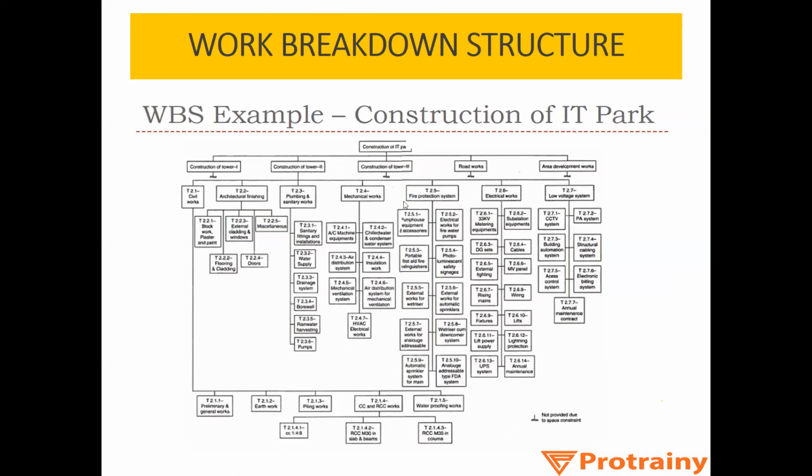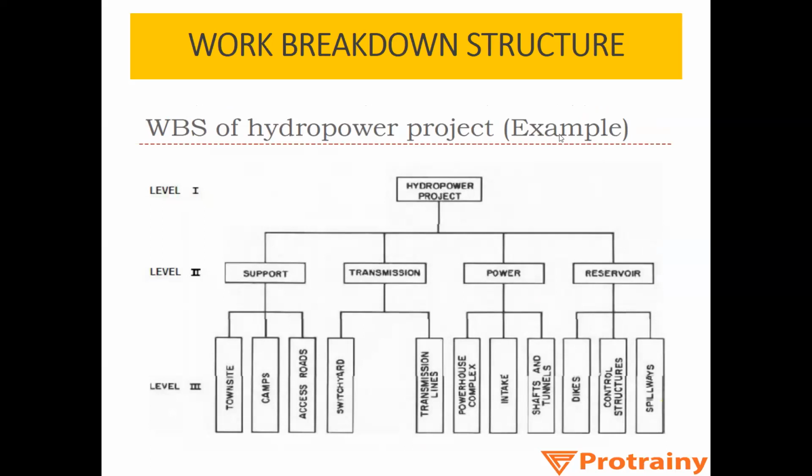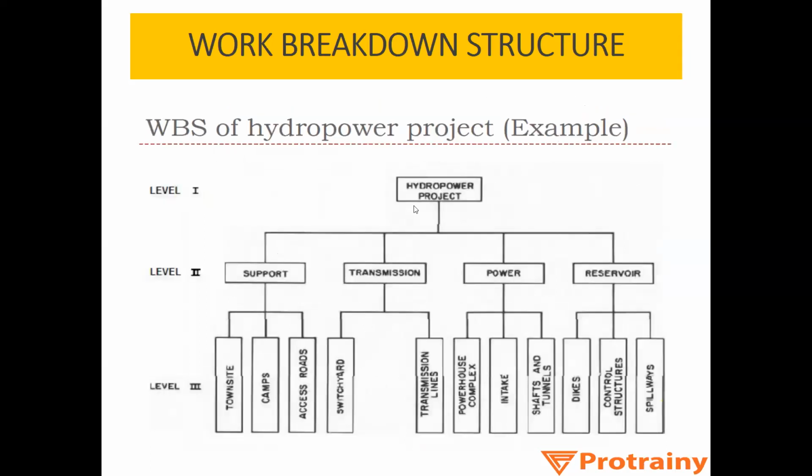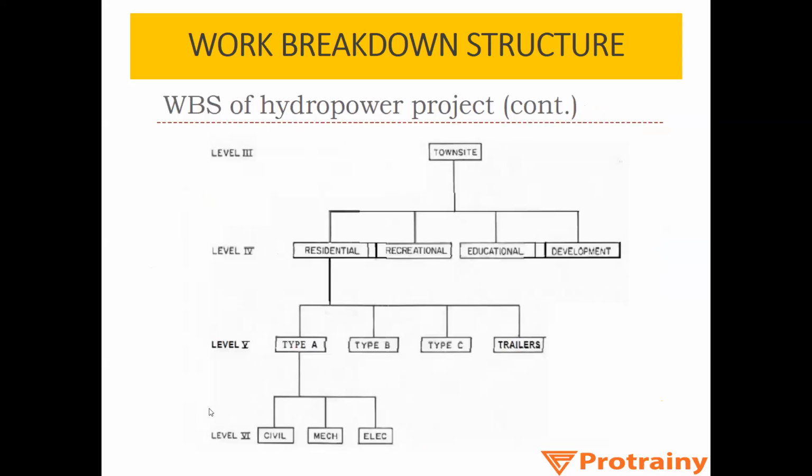The other example is a hydropower project. So this is level 1. Level 2: support, transmission, power receiver. Now level 3, it is further subdivided into 34 tasks. This was another example. Now after this level 3, level 4 is residential, recreational, educational development, then this into 4, then this into 3, like that. So this was the complete work breakdown structure.